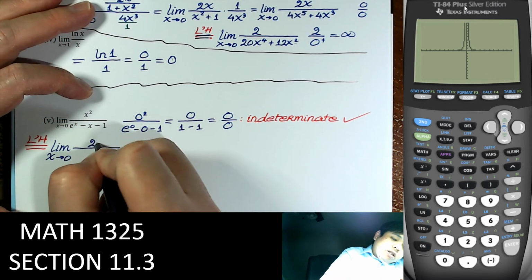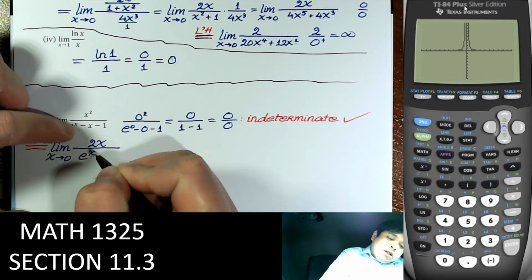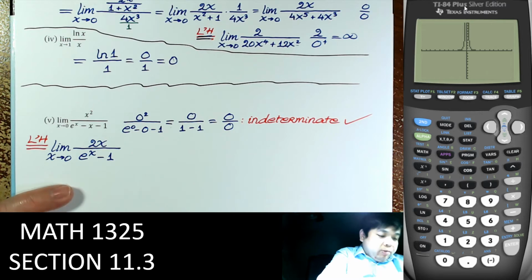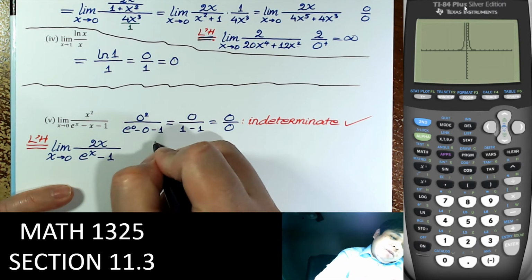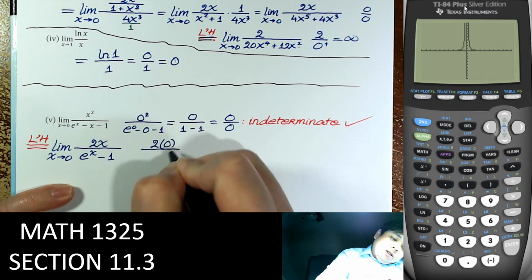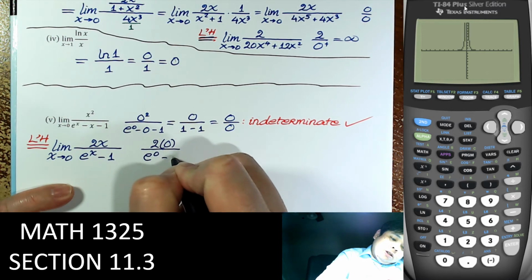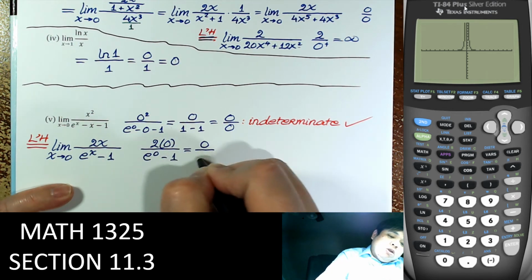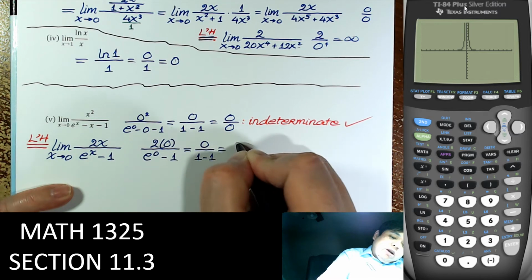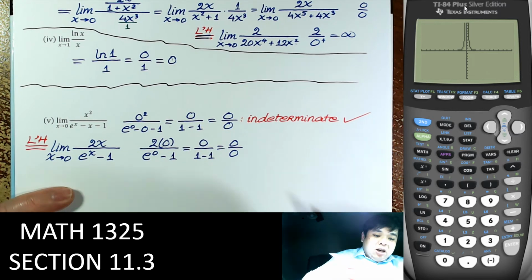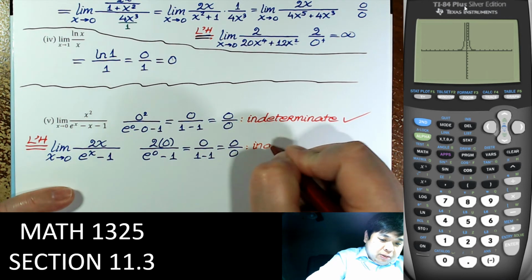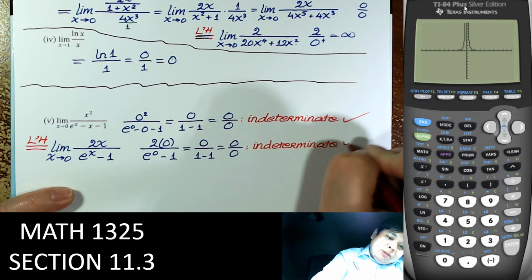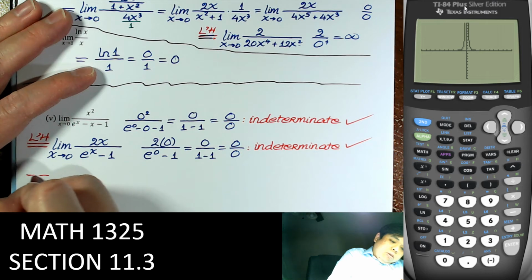Derivative of x squared is 2x. Derivative of e to the x is e to the x. Derivative of x is 1. Right, that's good. We have a new limit. Let's put in 0, see what happens. That gives us 0 on the top. At the bottom, e to the 0 power is 1. Once again, we have 0 over 0, which is indeterminate. So that means we can use the L'Hôpital rule again.